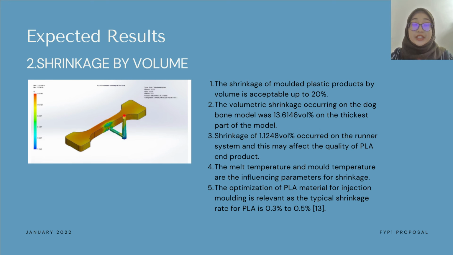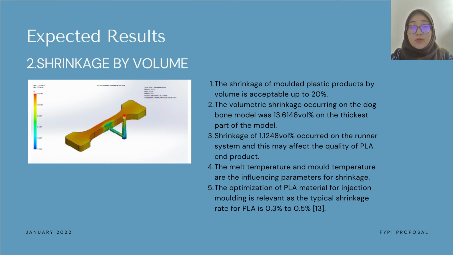Next is for shrinkage by volume. The volumetric shrinkage occurring on the dog bone model was 13.6146 volume percent on the thickest part of the model. The shrinkage volume of a molded plastic product is acceptable up to 20%, so this is still acceptable.